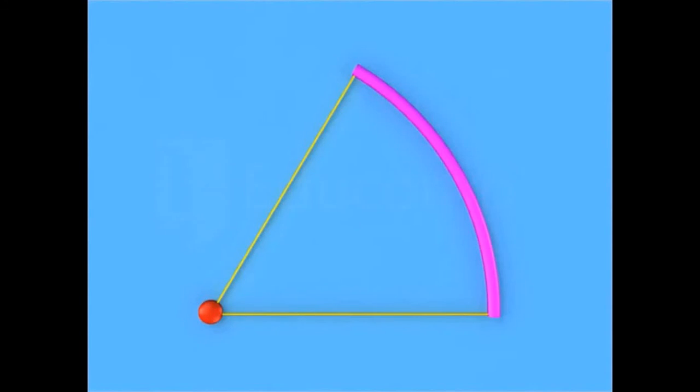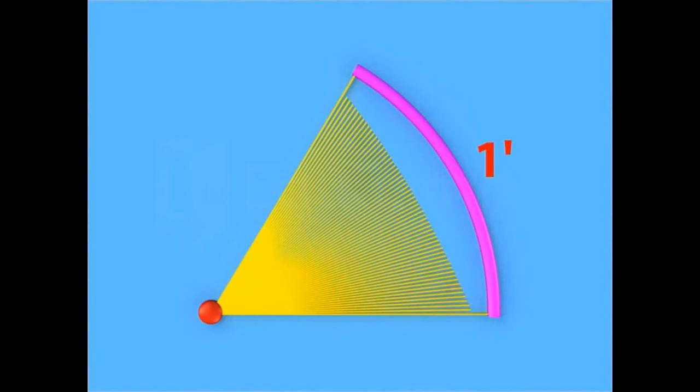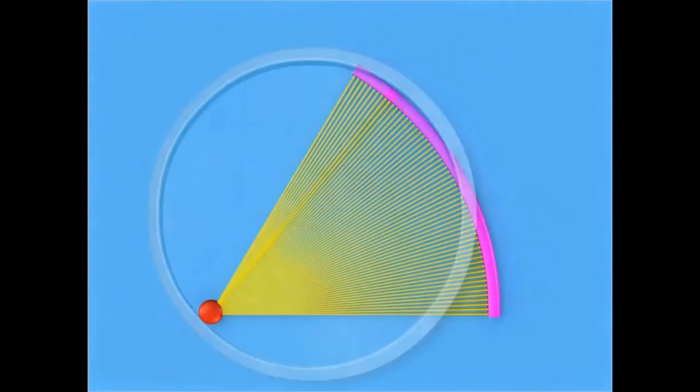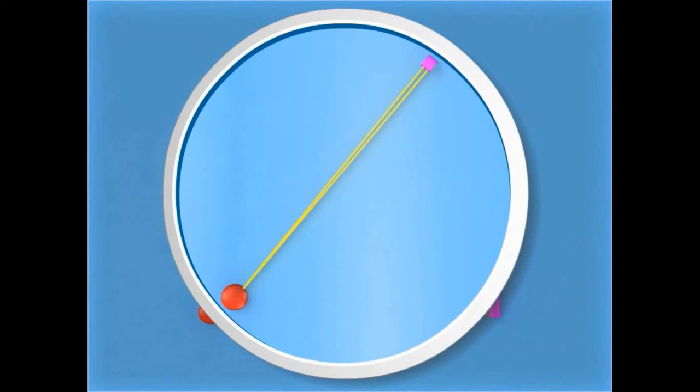1 minute can be further divided into 60 subdivisions. 1/60th part of a minute is called a second. A second is denoted by a double prime.